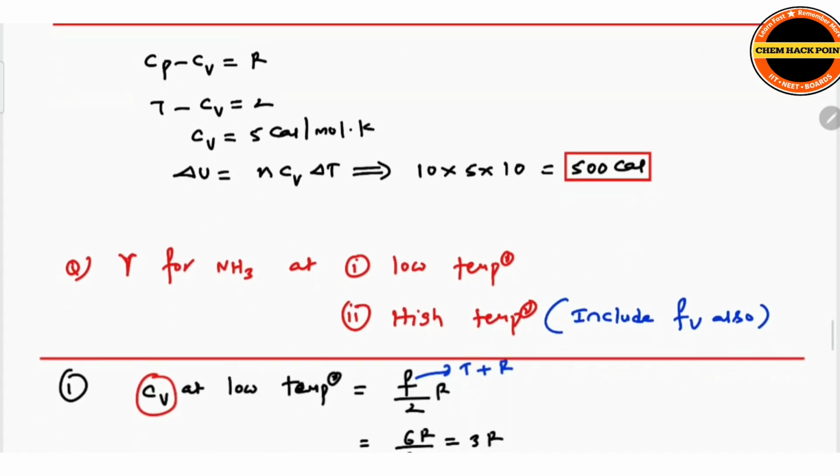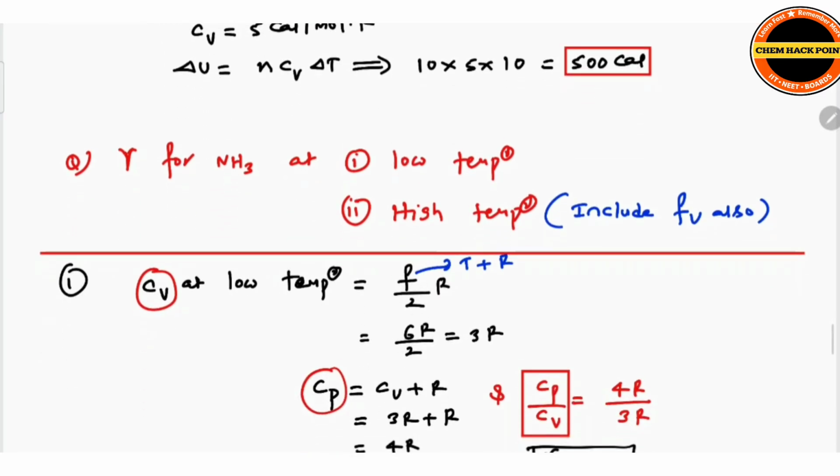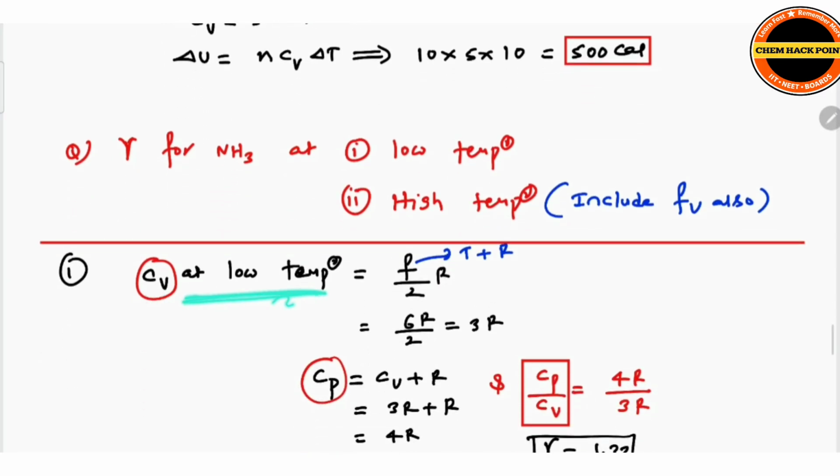Direct formula. Gamma for NH3 at low temperature, high temperature they asked. High temperature includes Fv also, the vibrational degree of freedom. Cv at low temperature we know is F by 2 R. F is translational plus rotational, 6R by 2, because it is a tetraatomic gas.